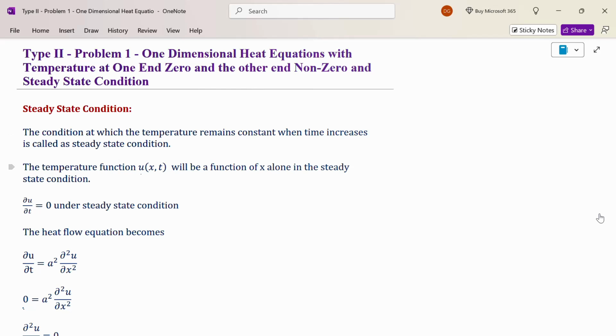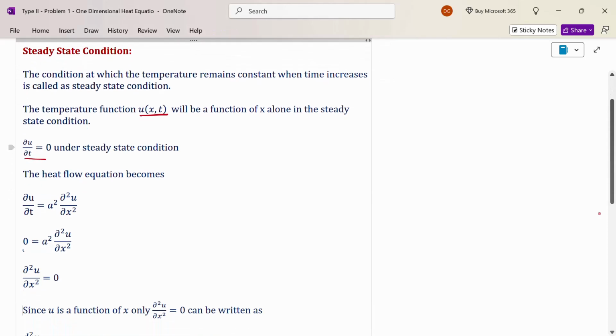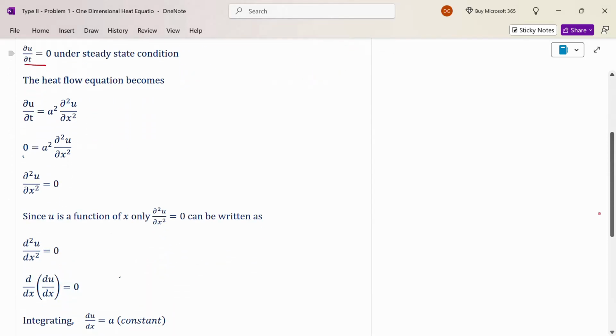The temperature function u of x comma t will be a function of x alone in the steady state condition. When u is a function of x alone, then dou u by dou t equals 0 under steady state condition. Now we consider the one-dimensional heat equation: dou u by dou t equals a square dou square u by dou x square.